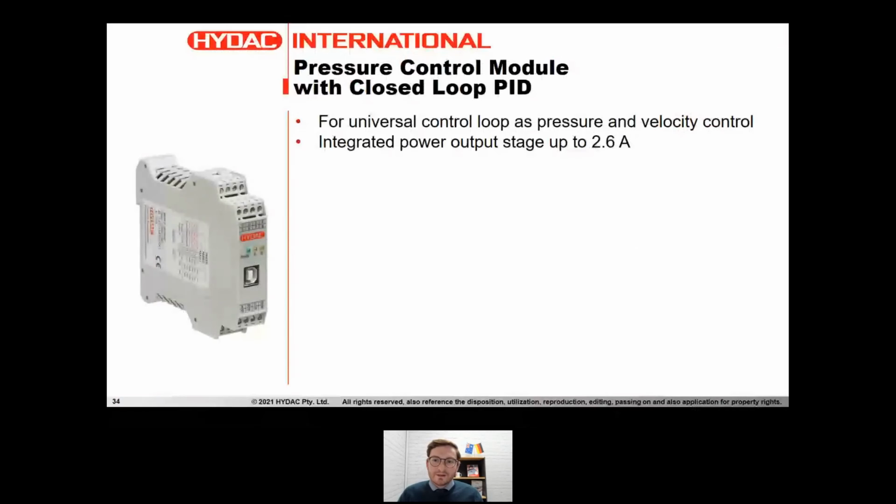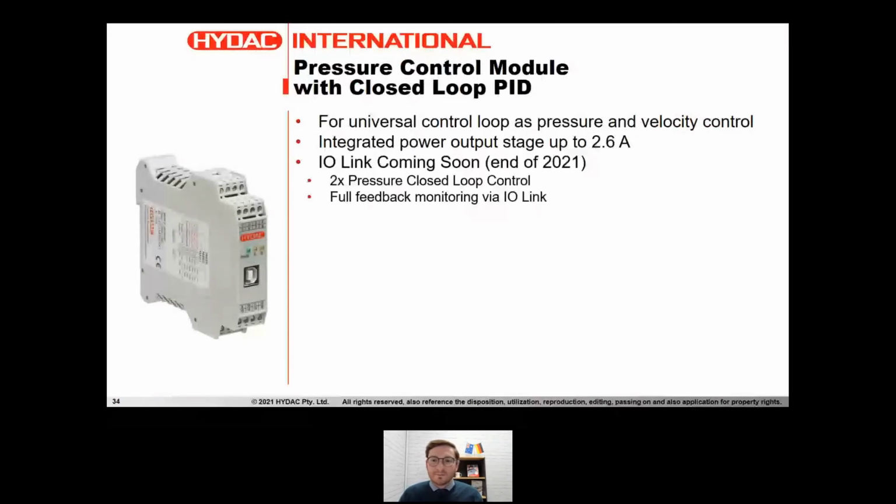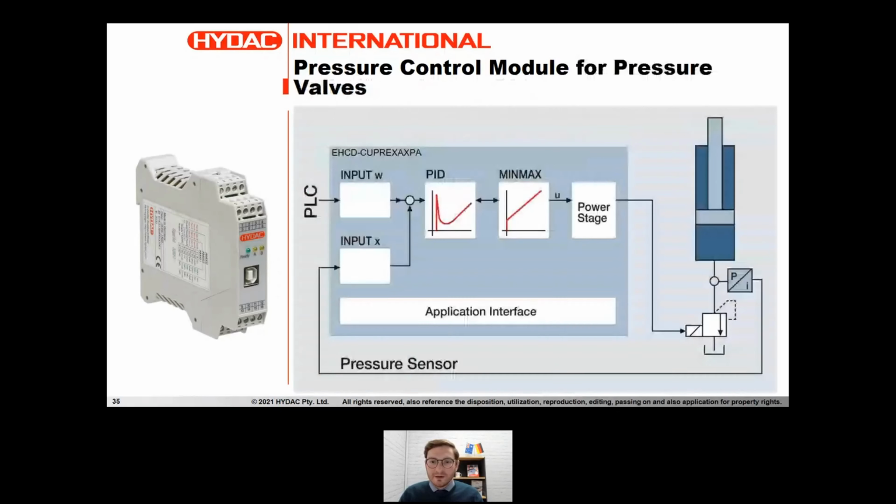So it's designed for really accurate closed loop control. So if you really need to control force accurately, pressure accurately, we also have other ones which are Q and P, so flow and pressure control. We have iLink coming soon in this module as well, which will be end of 2021. And with the iLink modules you'll be able to control 2 pressure loops and full feedback monitoring via iLink.